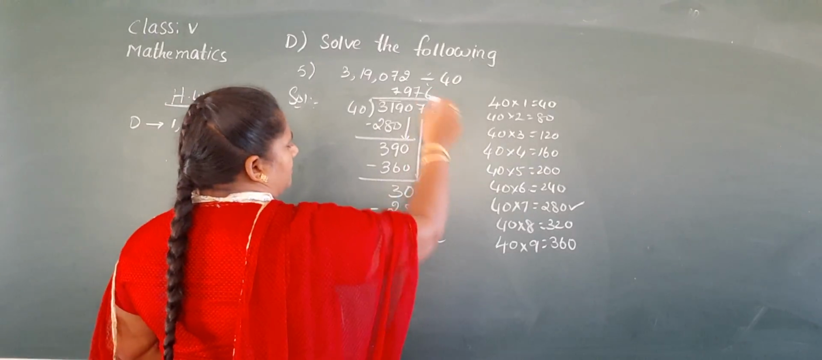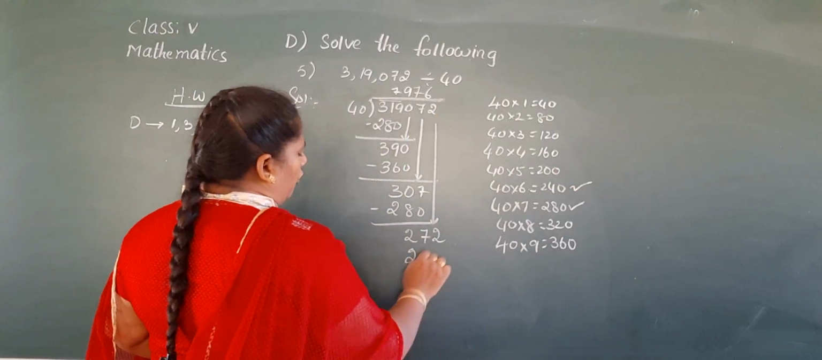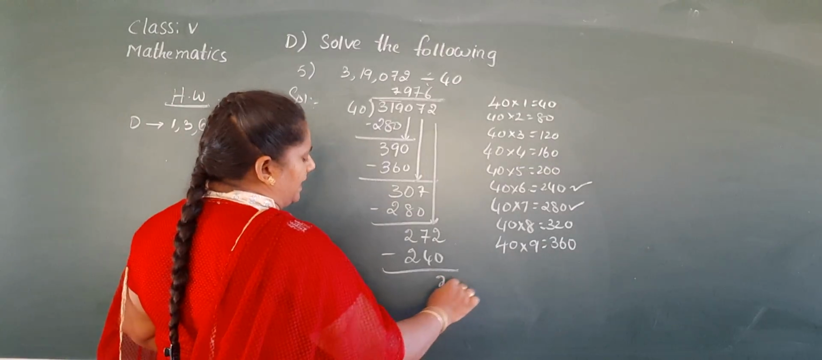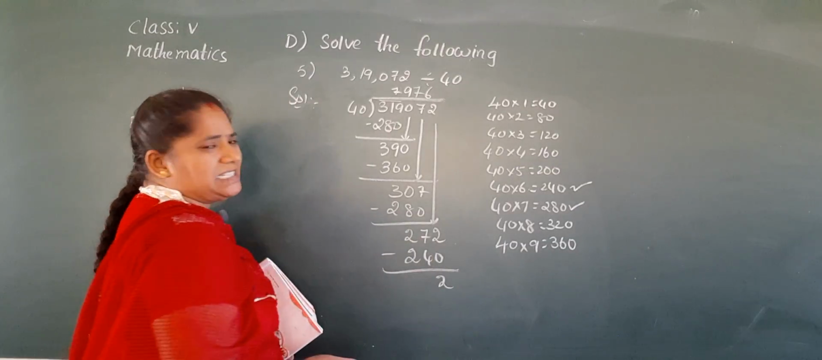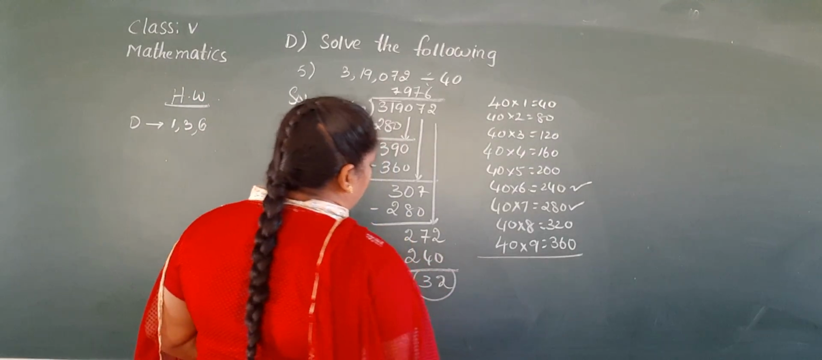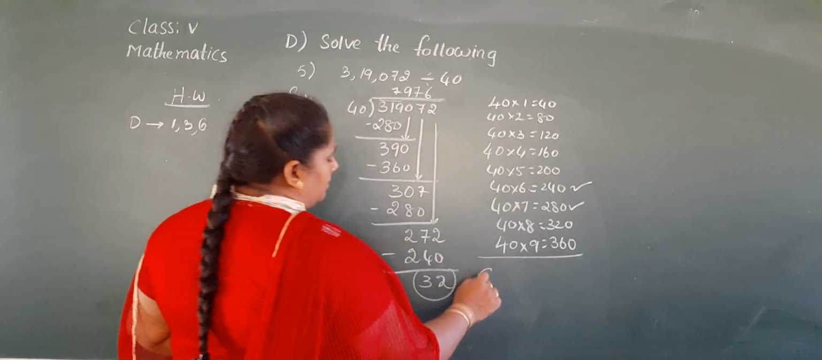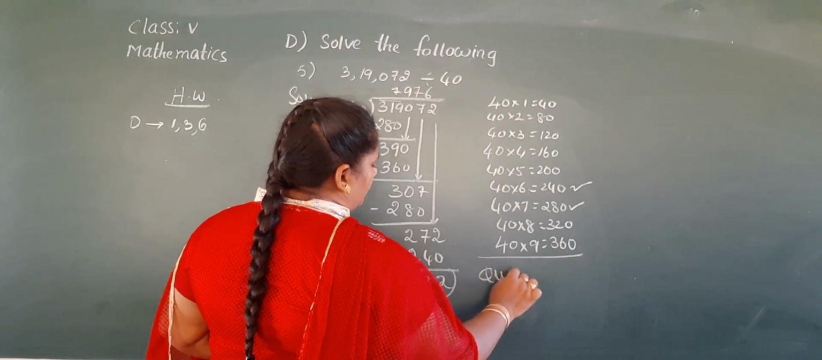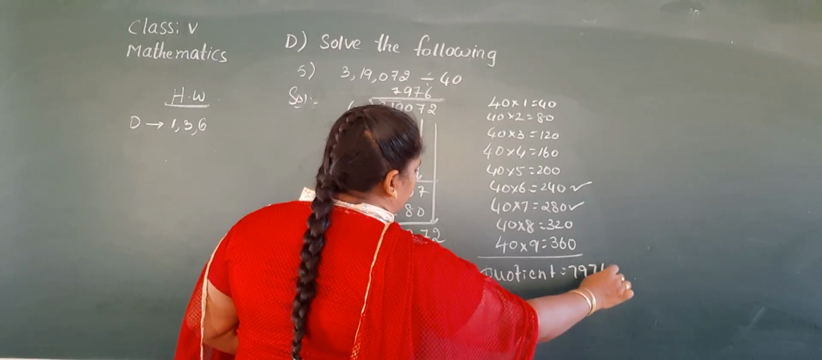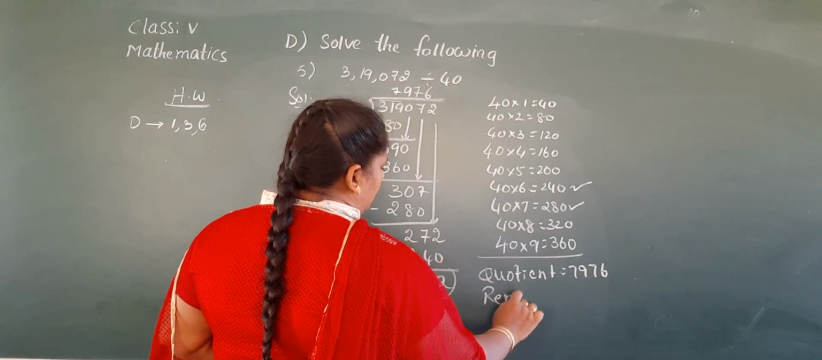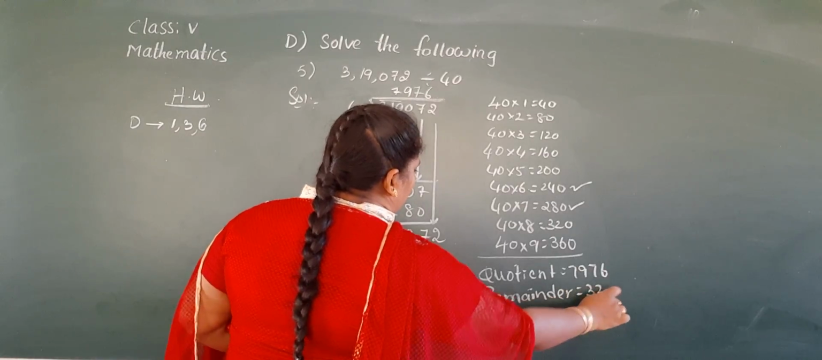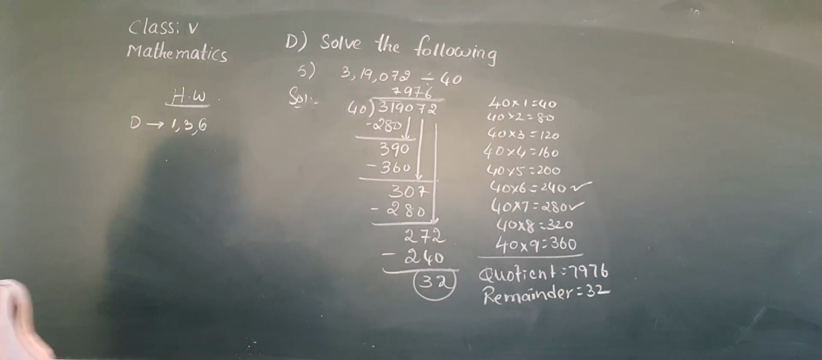Yes, 6 times, 240. So do the subtraction. 2 minus 0 is 2. 7 minus 4 is 3. So here, tell me the quotient, Nana. Quotient 7976, remainder 32. Write down in your classwork.